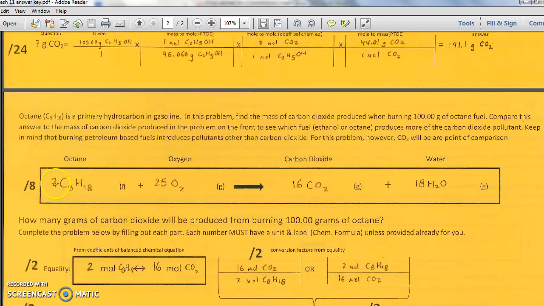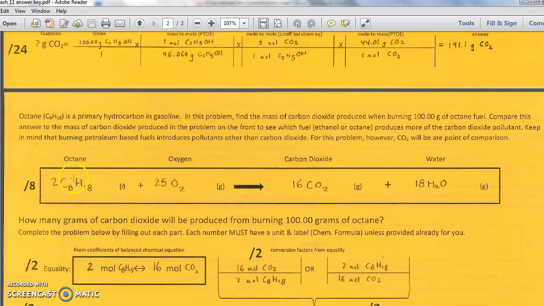Now we go on to carbon. 2 times 8 is 16 carbon. So I'll put a 16 in front of this. 16 times 1 is 16. And now we're down to our final element, which is oxygen. 16 times 2 is 32 oxygens, plus 18 times 1. 32 and 18 is 50. So we'll have to put a 25 in front of this. Oxygen, 25 times 2 is 50. We now have our balanced chemical equation.